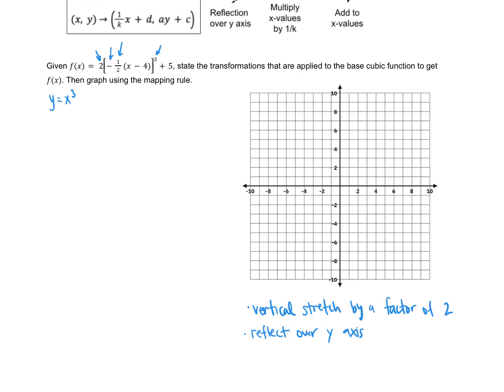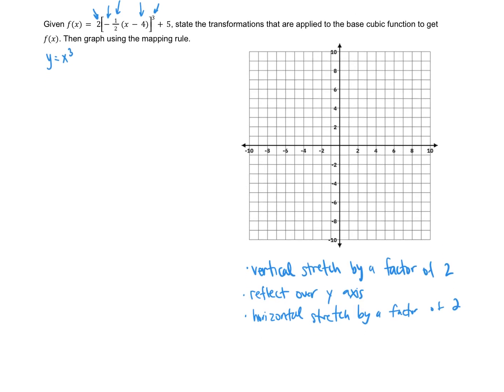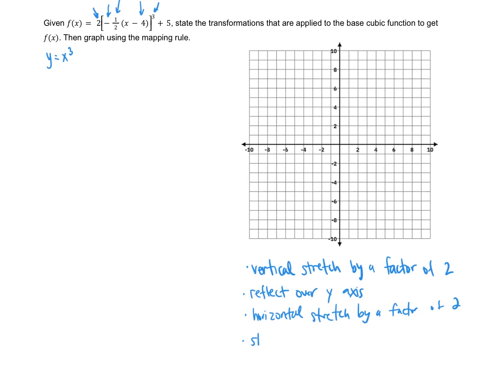So even though I see a half, I'm actually going to be multiplying by 2. And if I multiply something by 2, I'm making it bigger. So that is a horizontal stretch by a factor of 2. And then I can finish off with my shifting. Here I see x minus 4, so that actually means we're going to the right 4. So shift right 4 units.